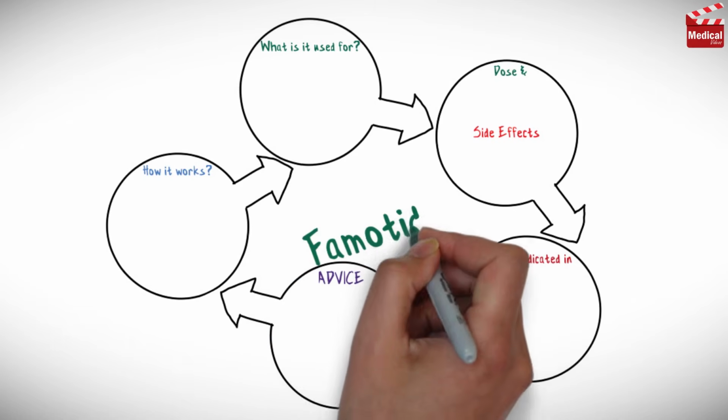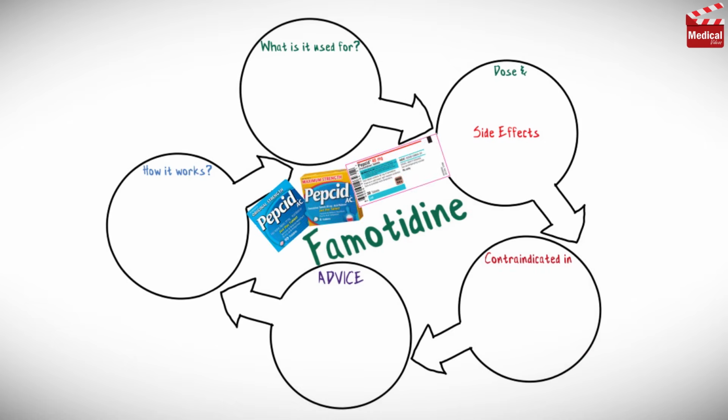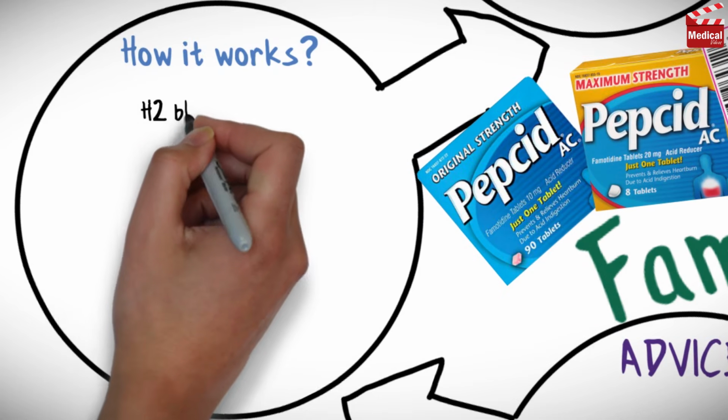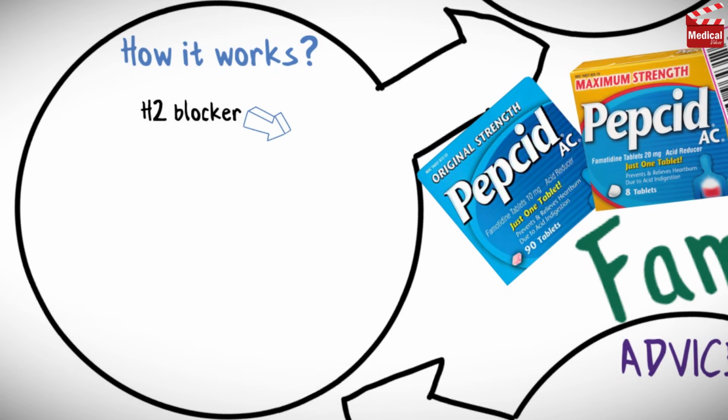In this video we'll briefly discuss almost all you need to know about famotidine. What it's used for, how it works, the dose and side effects, contraindications and some important advice to patients receiving it. Famotidine belongs to a category of drugs called H2 blockers.